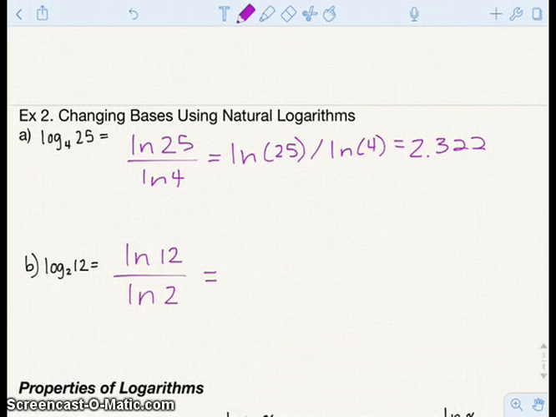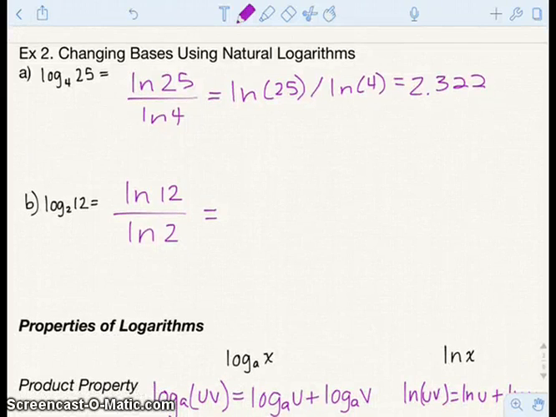Up until this point, we've been able to solve logs by our common sense and our previous math knowledge. That's not the case anymore. No one would be able to tell you that 4 to the 2.322 power would give you 25, and that's where you're going to end up using your calculator, and these change base formulas are really helpful.